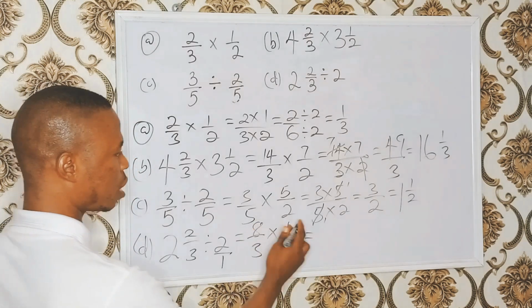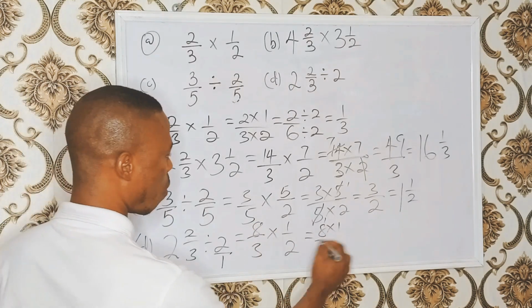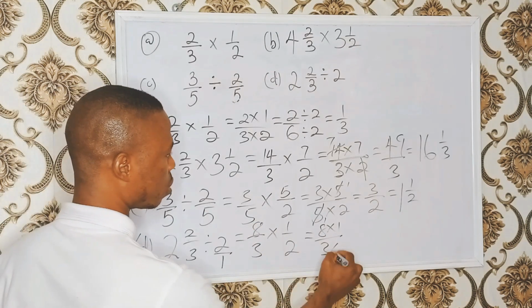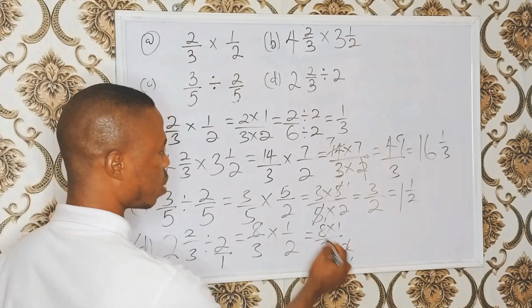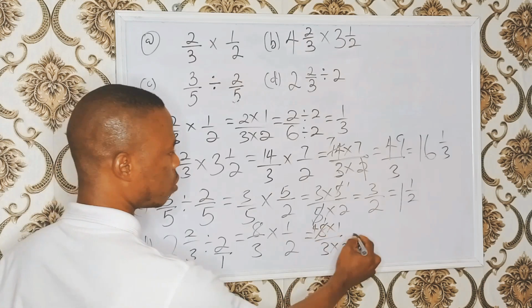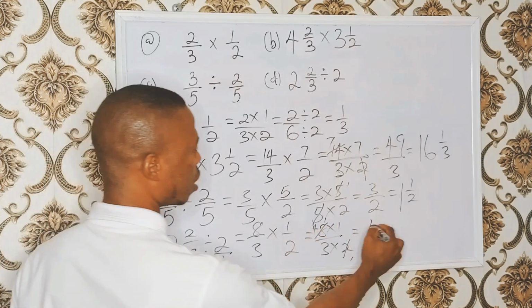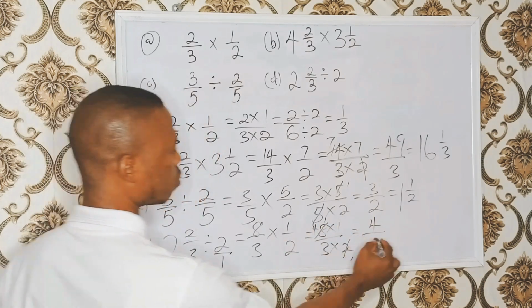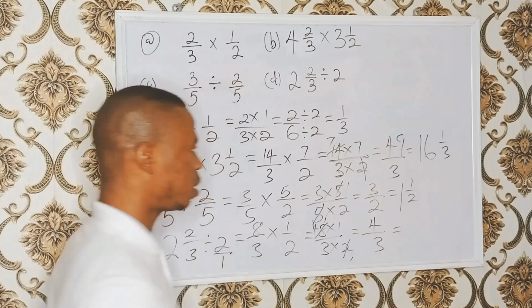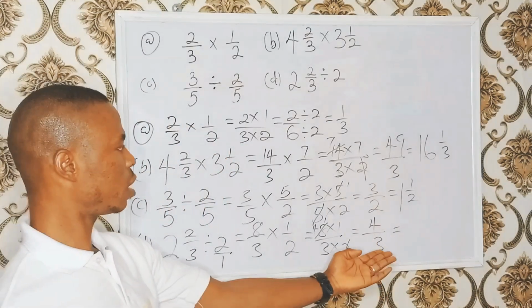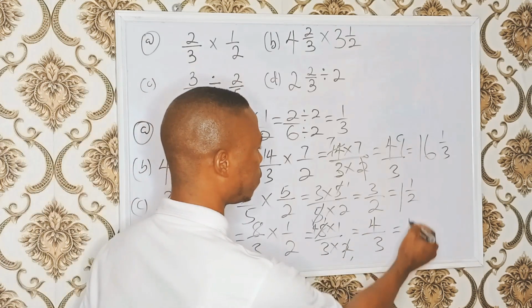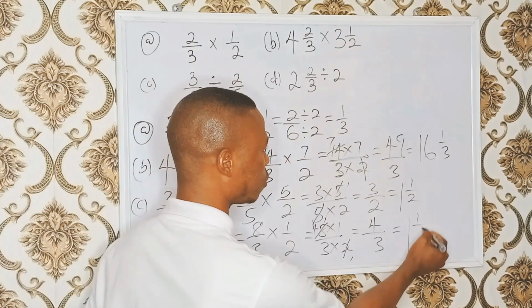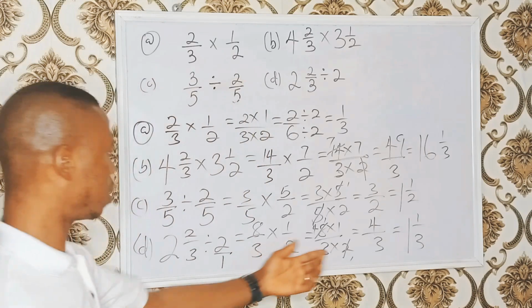So here 8 times 1 over 3 times 2. Of course, 2 can divide 8. 2 divided by 2 is 1. 8 divided by 2 is 4. So here you have 4 times 1, that's 4. And 3 times 1, that's 3. Here, this is also improper fraction. You can take it to mixed number. 4 divided by 3 gives you 1. It remains 1 over 3. So that's the answer to that.